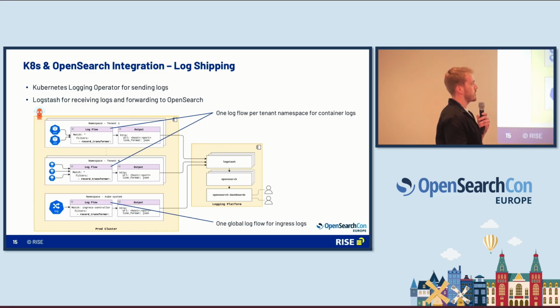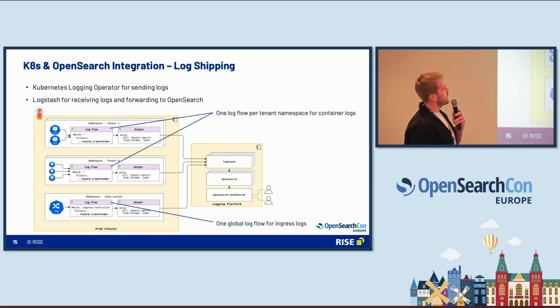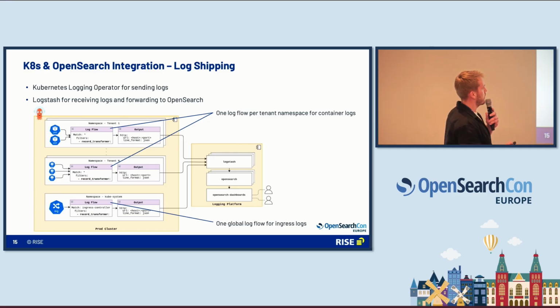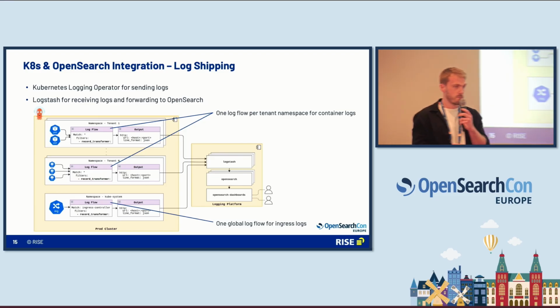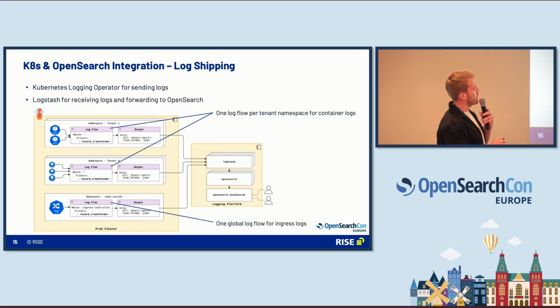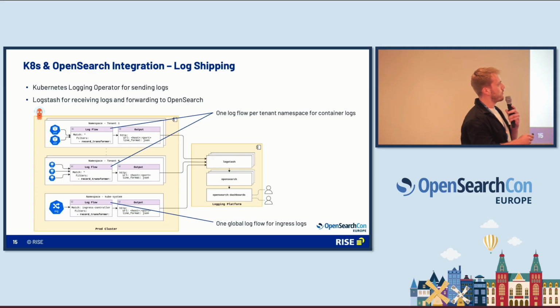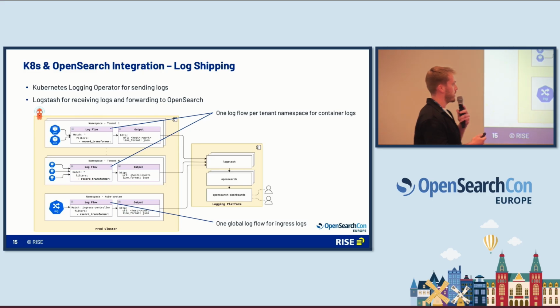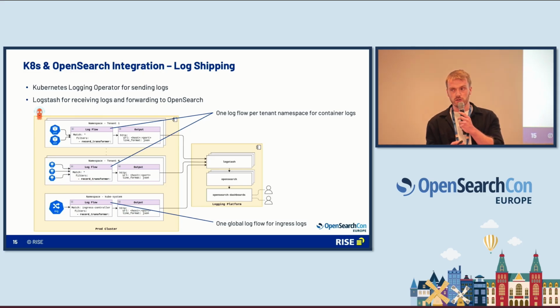So now let's have a look at log shipping. On the Kubernetes side, we are using the Kubernetes logging operator, and the logging operator works with things called log flows. Essentially, we have one log flow for every single tenant namespace. The log flow just matches the logs from all the pods within the namespace and then forwards those logs via HTTP to Logstash. The reason why we are using Logstash is primarily that we have a lot of experience with it, and it has worked quite well for us in the past.